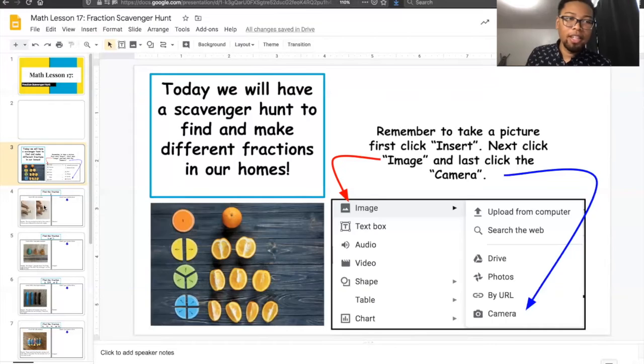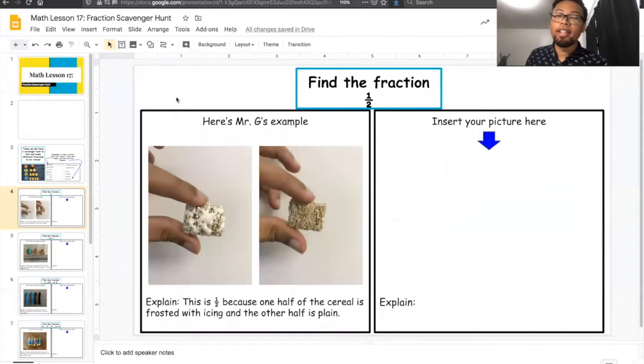So here's the first one you're gonna have to find. So find the fraction 1/2. Our good old 1/2, the 1/2 that we all know, we've come to practice over and over again throughout 3rd grade. So here's the example Mr. G found of 1/2.